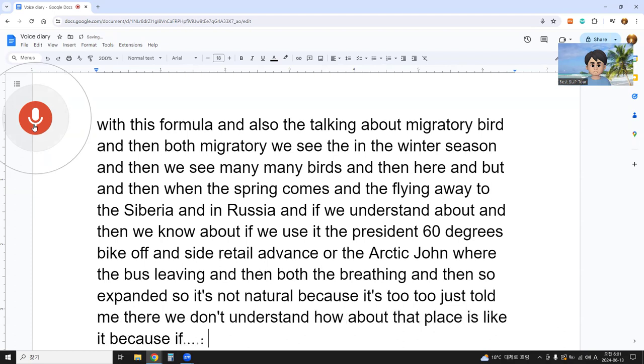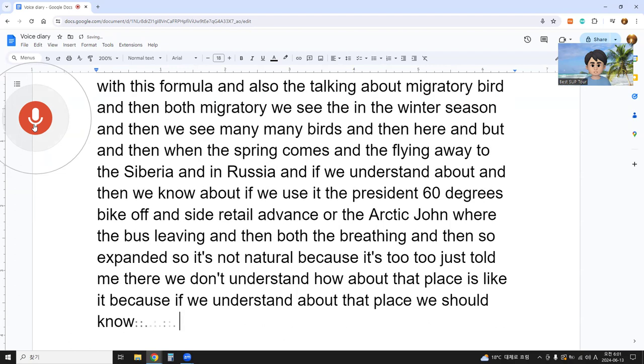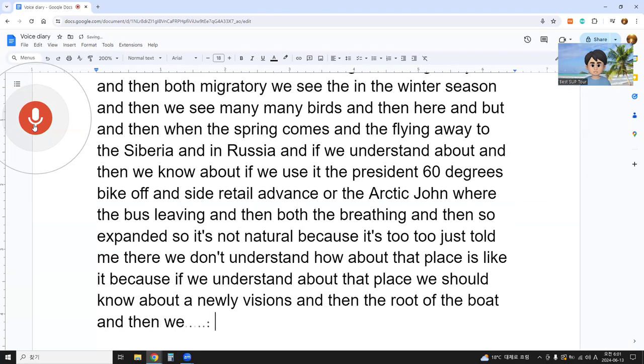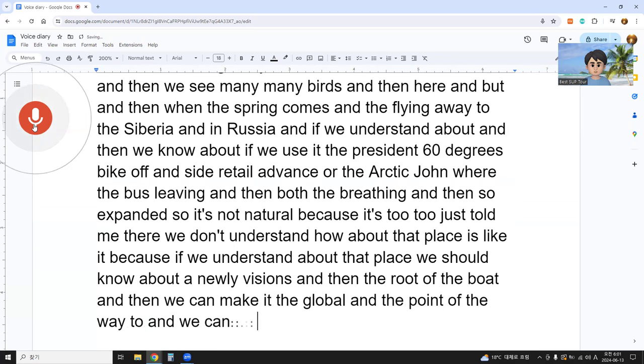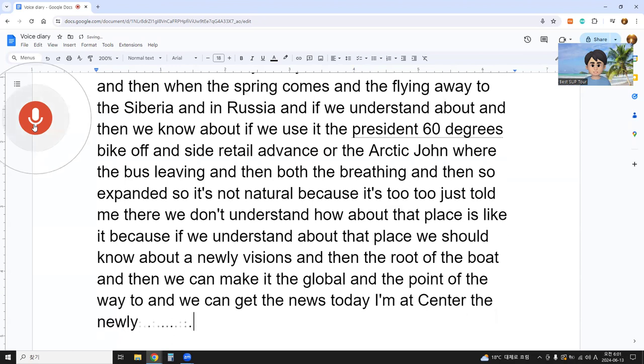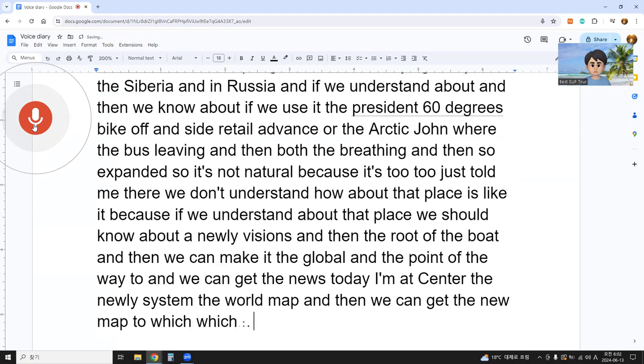Because if we understand that place, we should know about the new vision and the route of the bird, and then we can make it global. And then we can get a new map from AI. AI can give that new map with the route of GPS. By the GPS, we can calculate the GPS XYZ and where it goes, and then we make a GPS line centered on the newly systemed world map, and we can get the new map, which is directly the same.